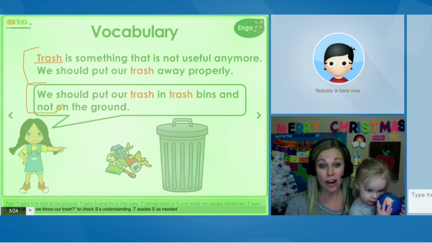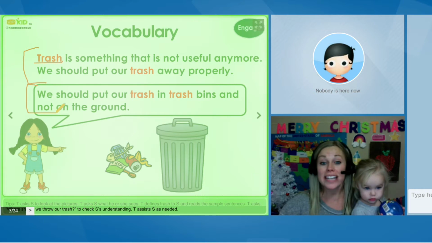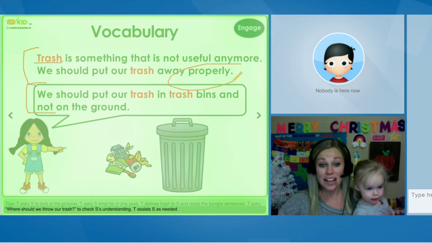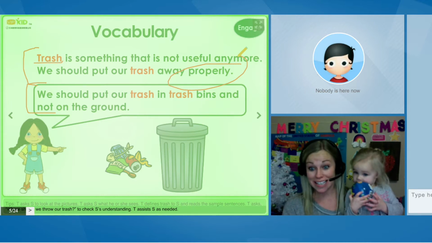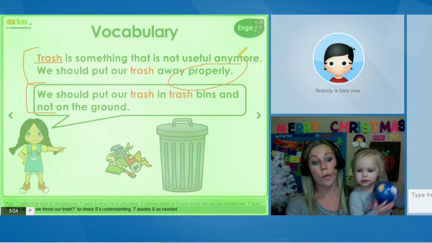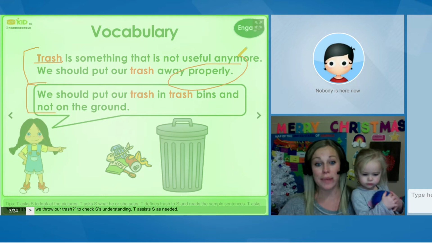Remember, they're getting a lot of reading. If they make a mistake, I circle the word. I say it correctly. They just repeat the word. They don't need to repeat the entire sentence. That's too much. Way too much. So just have them repeat the word.